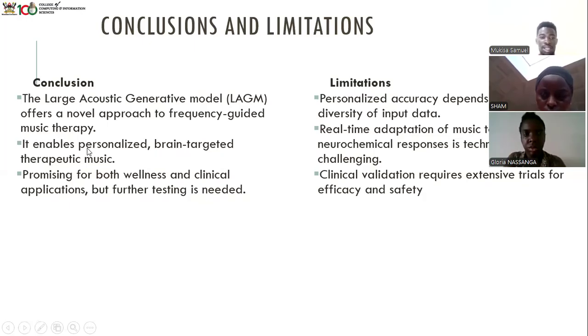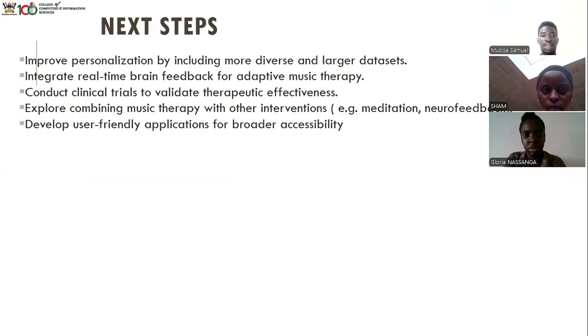Some of our conclusions: this system, when it's done, will be able to produce personalized recommendations based on people's emotions, promising for both wellness and clinical applications. But we still need to further test it such that it reaches the maximum goals which we want to attain. So our next steps are going to be to improve the system by using bigger data sets, putting in more data in order to increase its accuracy, and then integrate it with real-time brain feedback for adaptive music therapy. This is going to be done through reinforcement learning. And then we will conduct clinical trials in order to validate our system.